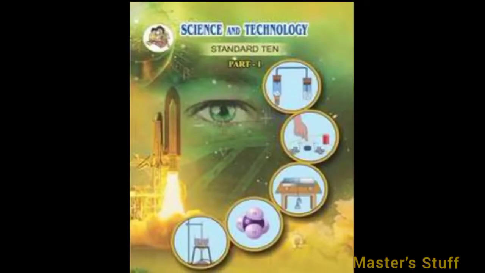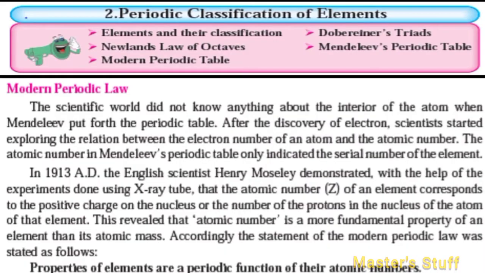Today we are going to study Science and Technology Part 1, Chapter 2, Periodic Classification of Elements. In the last video, we had already studied about the elements and their classification: Dobereiner's triads, Newlands' law of octaves, and Mendeleev's periodic table. In this video, we are going to take a look at and understand the modern periodic table.